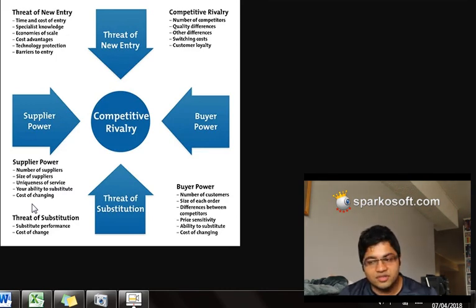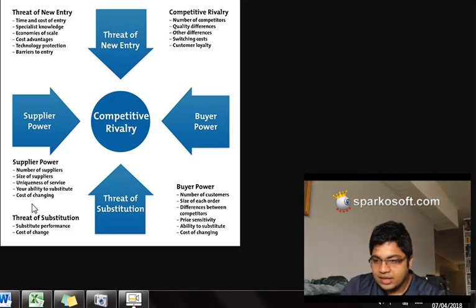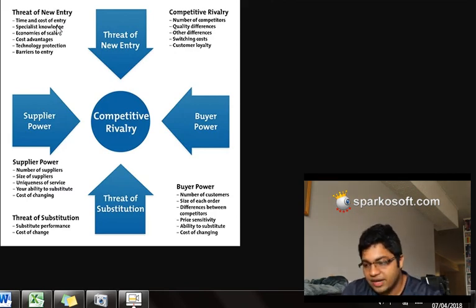If the cost of changing is very less, so there are no contracts that you are into, then it becomes easier. Next is threat of new entrants. So time and cost of entry: is it easy to enter, is it difficult to enter, how costlier is it to enter? Example, cigarette manufacturing. If we start a cigarette company, most of the countries do not allow us to advertise in any free medium. So you cannot advertise on TV, internet, or even in billboards or any traditional medium.